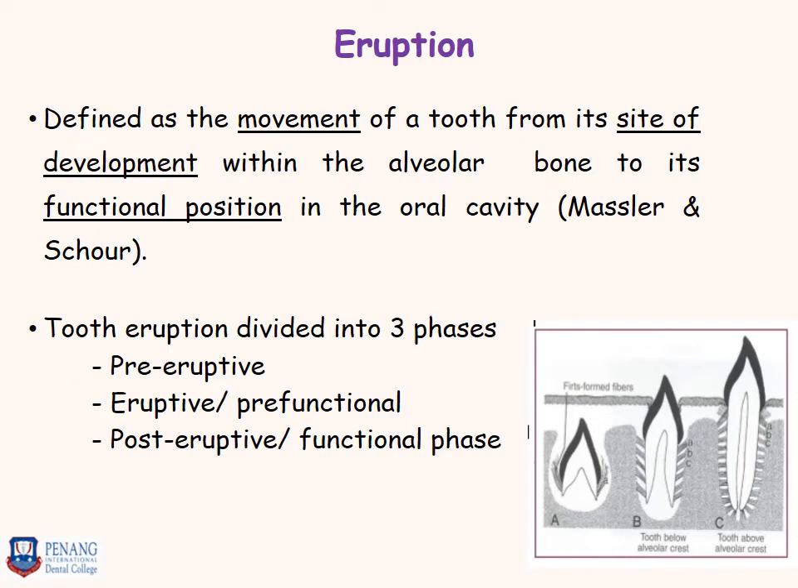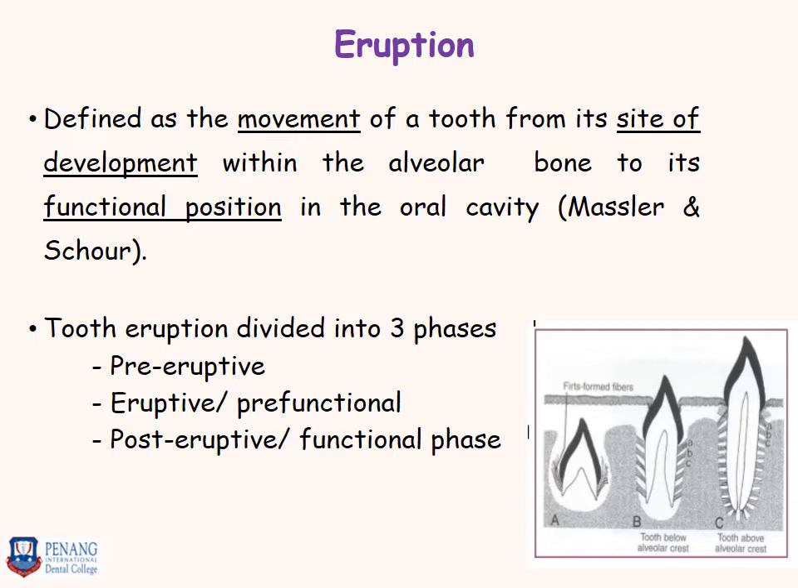Moving on to eruption. Eruption means to come out. It is not restricted to just coming out of the bone, but also includes the various movements that occur from the time of initiation of tooth development to the time of exfoliation. So it's a very complex process. It is defined by Massler and Schour as the movement of a tooth from its site of development within the alveolar bone to its functional position in the oral cavity.